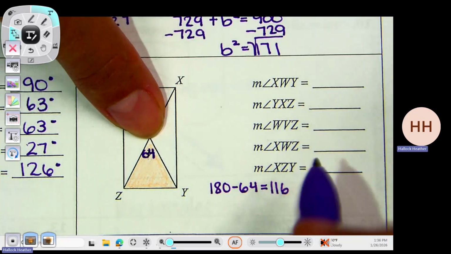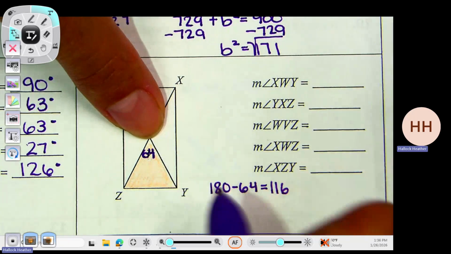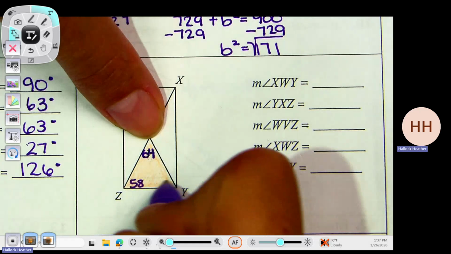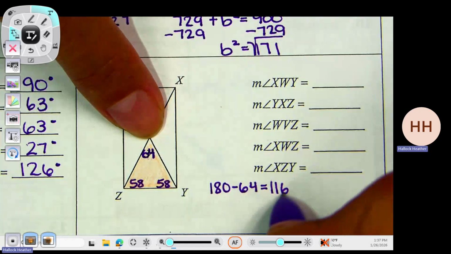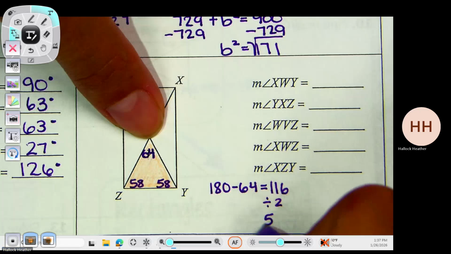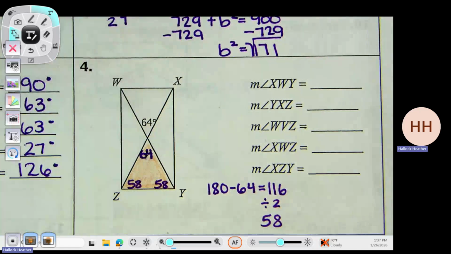116, but that's between the 2 angles. So how much is each angle? 58, because you have to divide by 2. So take a second, see if you can move all the 58s around. Each corner needs to total to make 90.